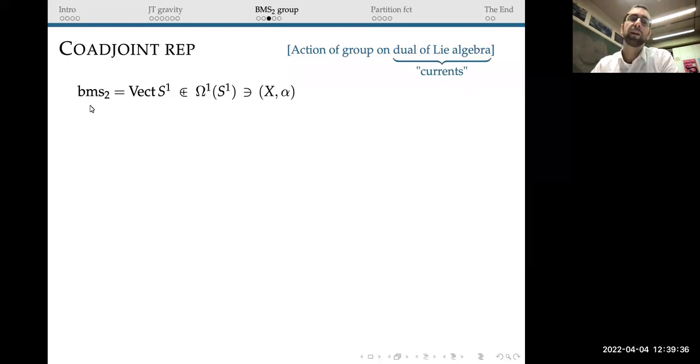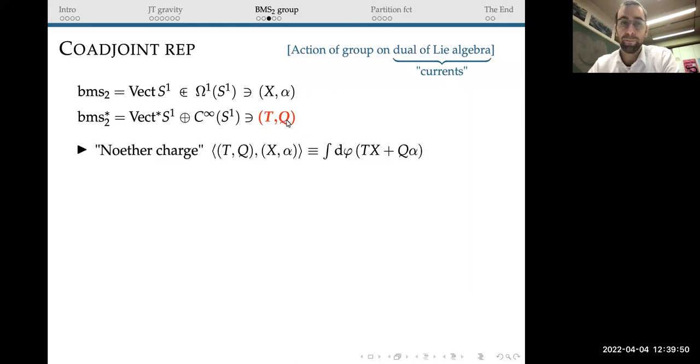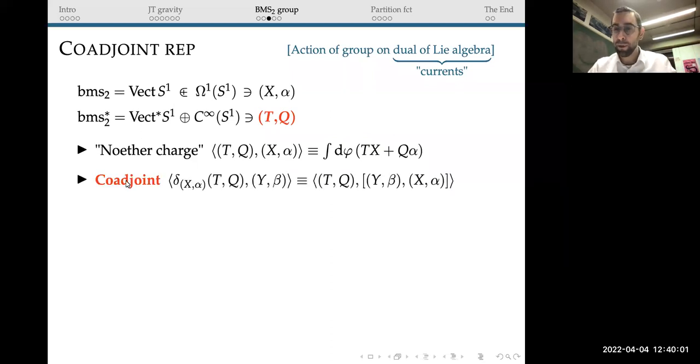So for example, in this case, we know that the BMS2 algebra consists of vector fields and one forms. So we know that the corresponding dual is going to consist of dual vector fields, meaning quadratic densities T, and functions on the circle, meaning these functions Q that I mentioned earlier. And then by definition, the pairing between the BMS algebra and its dual is given by this sort of Noether charge obtained by integrating all these quantities over the circle. And then the coadjoint representation is given by acting with a symmetry parameter X on the current T, which is the same as composing T with the bracket with X. That's the definition of the coadjoint representation for essentially any group.